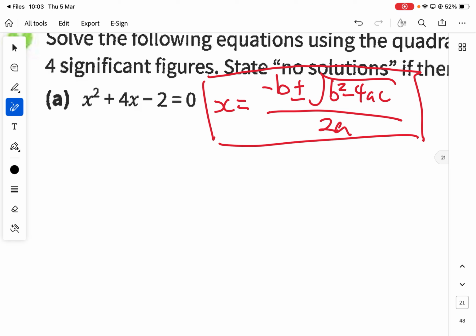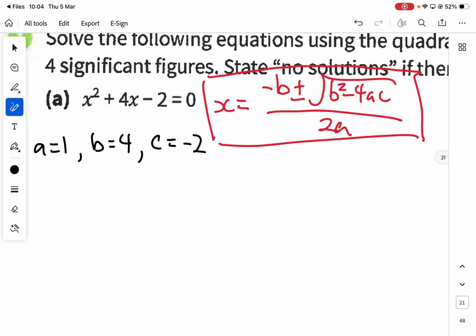A is how many x squared you have. So if I only have x squared, I write down my A is 1. B is how many x I have. So I have plus 4x, which means B is positive 4. C is the number that is behind. So C is negative 2.